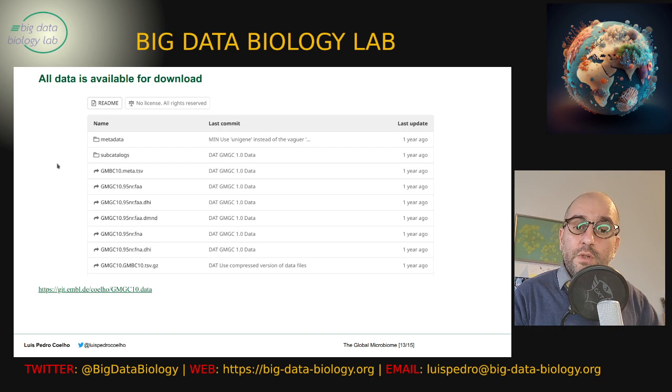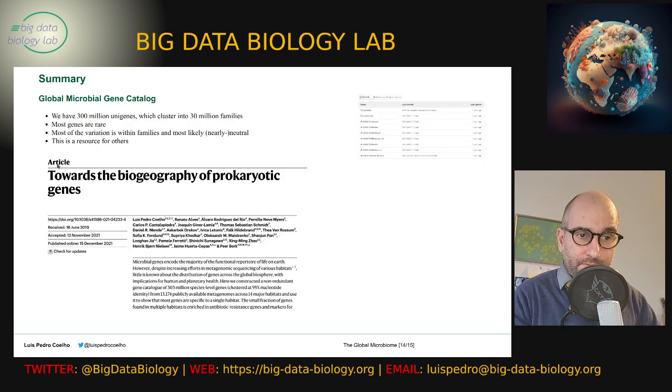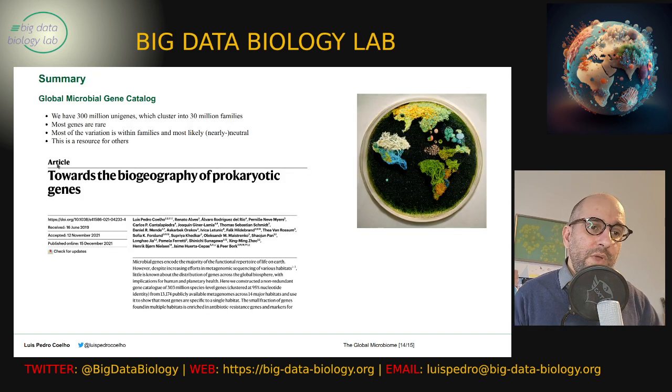Watch the other tutorial if you want to see how to get to the MAGs. But just to summarize, we have these 300 million unique genes, which we cluster into 30 million families. Most of them are rare, and most of the variation is within these large families, and it's most likely neutral. So we have this as a resource for others. And here today I've managed to just show you a few of the highlights from the manuscript. We do have a paper with a lot more results.